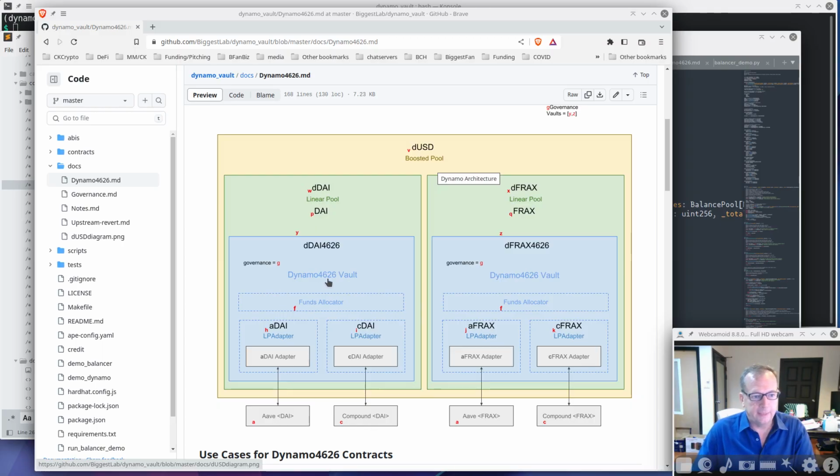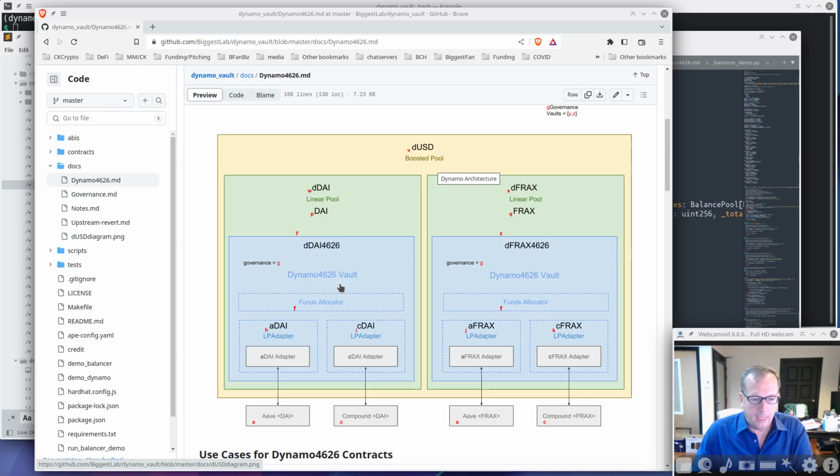In this case, we have one contract, which is the Dynamo 4626 vault, and it is actually composed of a few other contracts that can be upgraded into it. Now these are stateless contracts that actually can't move funds or do anything, so they're very secure. So we have a funds allocator, and then for each LP that we attach to, we have an LP adapter contract instance that connects to it.